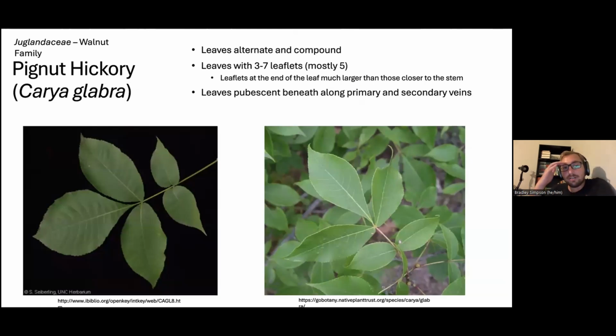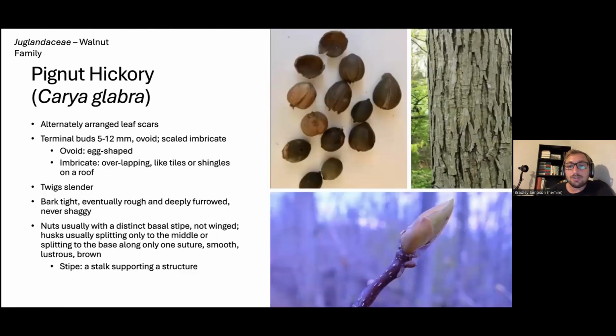Pignut hickories, onto our hickories in the walnut family. Our pignuts are nice and easy. They are the hickory trees in our area that have 5 leaflets. So this is 1, 2, 3, 4, 5 leaflets on one leaf. So again, we start from the top and go down towards the bottom. We don't hit a bud until we're down here. So pignut hickory has the 5 leaflets pretty consistently. It has a nice large terminal bud, as common in our hickories.